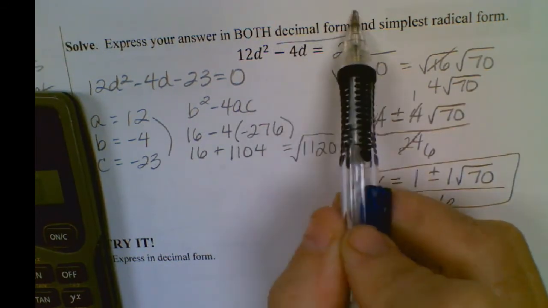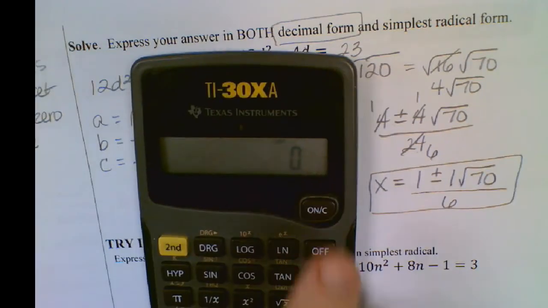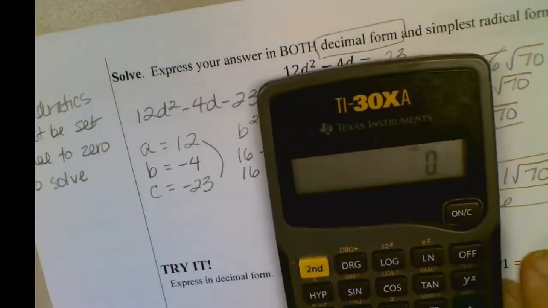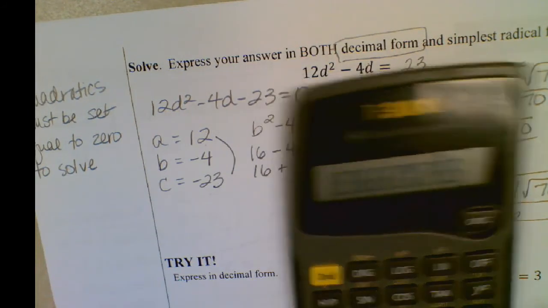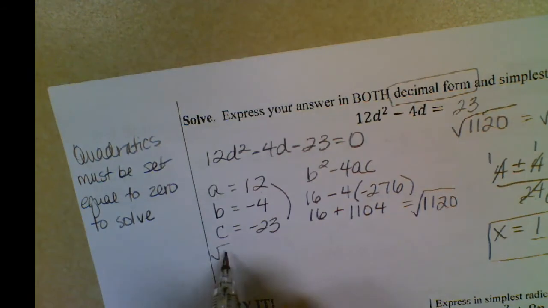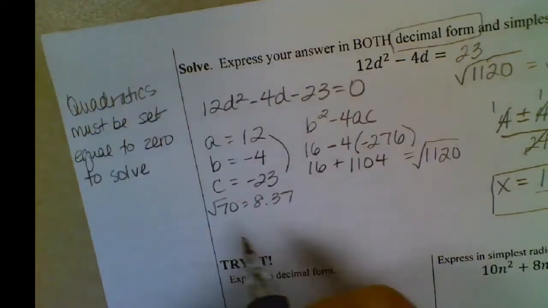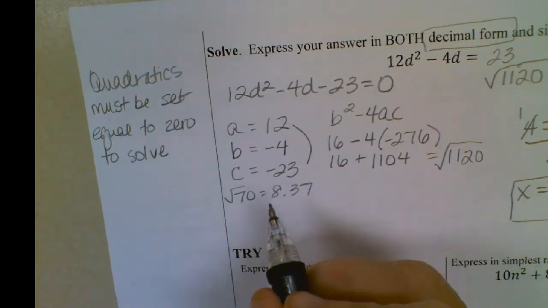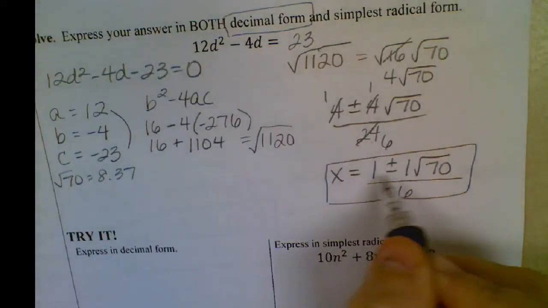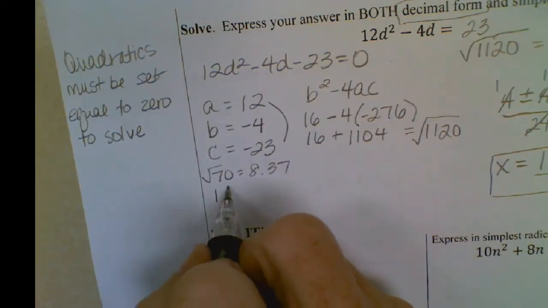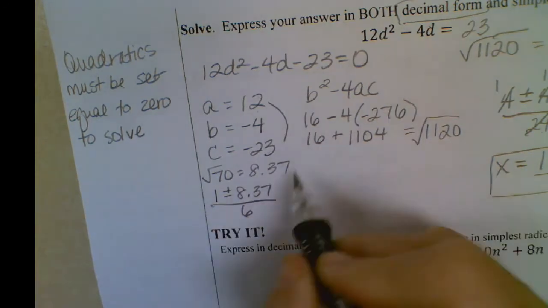But they also want it in decimal form. So now we're going to have to figure out what the square root of 70 is and give it an actual value. So the square root of 70 is 8.37. So that's going to give us, we can use the simplified version that we came up with over here, that's fine. So we'd have 1 plus or minus 8.37 over 6.